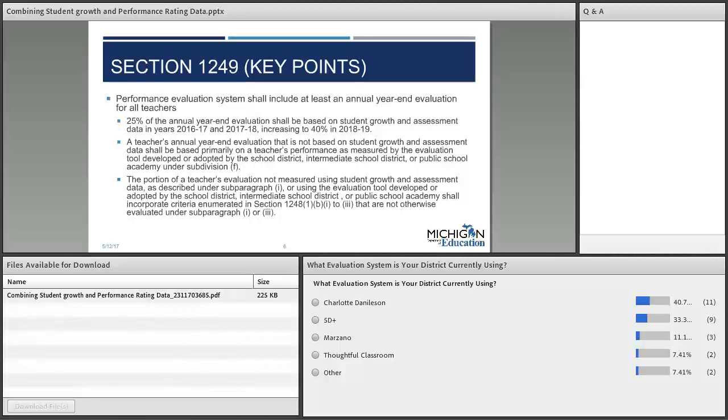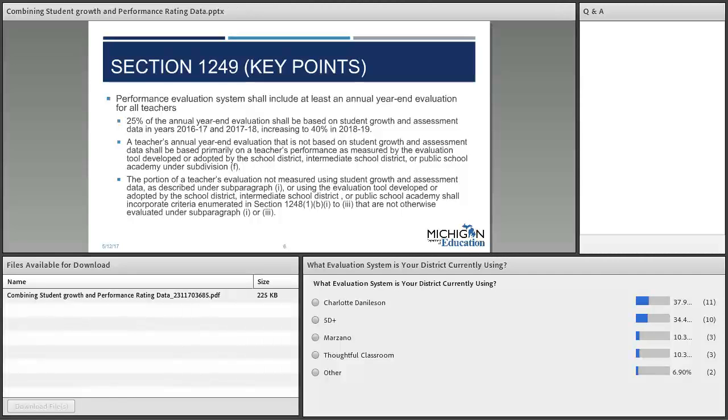It also delineates that 25% of the annual year-end evaluation shall be based on student growth and assessment data in 16-17 and 17-18, and that that percentage will increase to 40% in 18-19. Additionally, a teacher's annual year-end evaluation that is not based on student growth and assessment data shall be based primarily on a teacher's performance as measured by the evaluation tool developed or adopted by the school district, intermediate school district, or public school academy. And finally, the portion of a teacher's evaluation not measured using student growth and assessment data as described in subparagraph I, or using the evaluation tool developed or adopted by the school district, intermediate school district, or public school academy shall incorporate criteria enumerated in Section 1248 that are not otherwise evaluated under subparagraph 1 or 3.